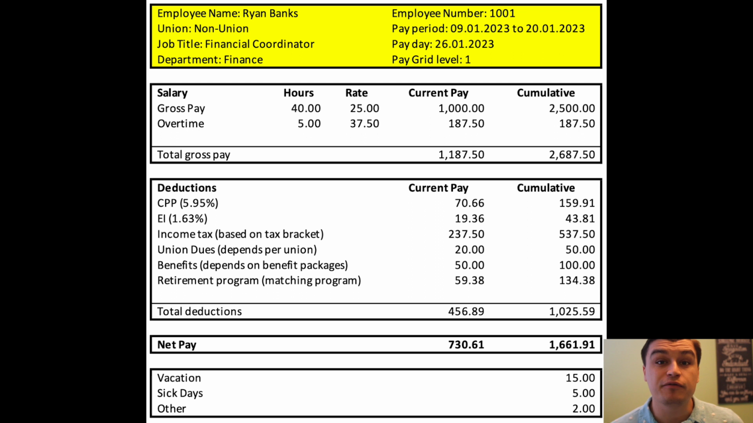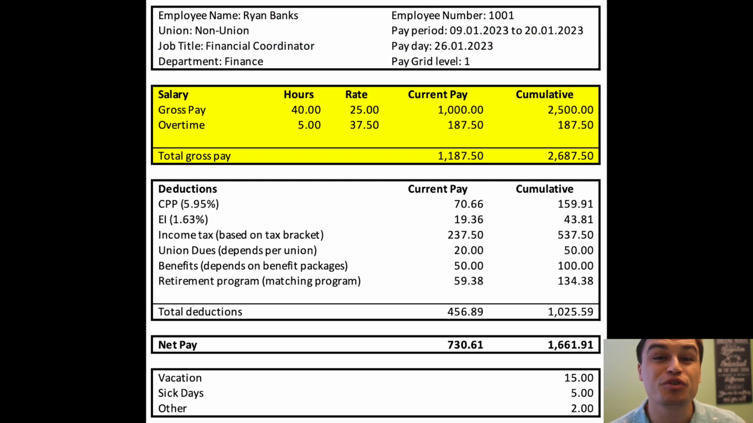You also have your job position or your job title. You also see the pay date, which means which day that you get paid. And also you might see, if you're on a pay grid system, where you are on that pay grid.